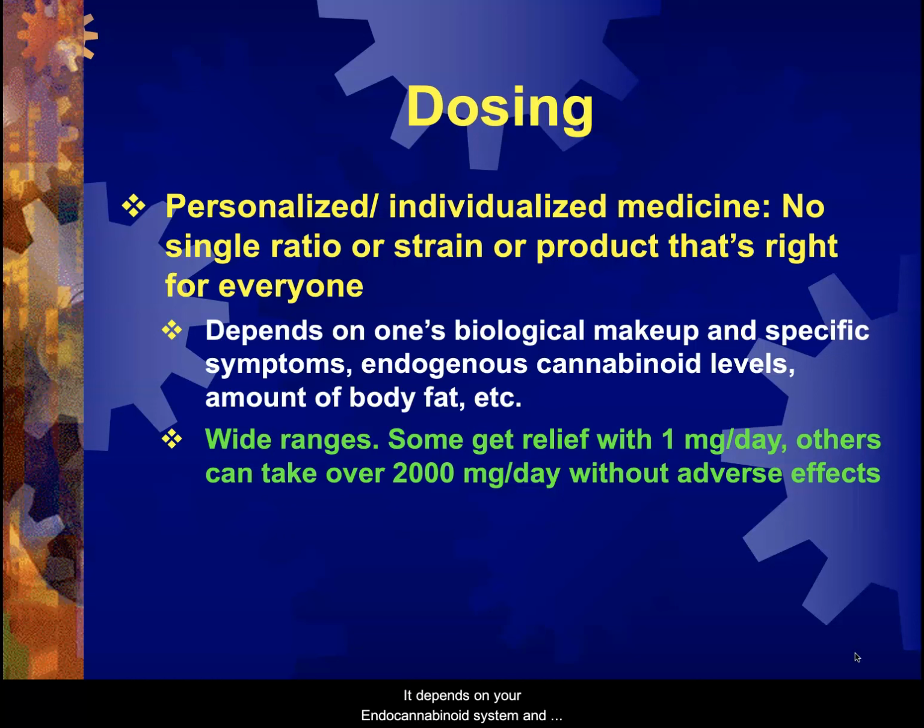It depends on your endocannabinoid system and your makeup, your gender, your size, your age, what specific symptoms you have. How is your endocannabinoid system? Different people have different activity in their endocannabinoid system, many different things. And so dosing is really, you can't just say it's this dose. Some people will get relief with 1 milligram a day of THC, and others can take thousands, up to 2,000, so 2 grams a day without real adverse effects. Very individualized.